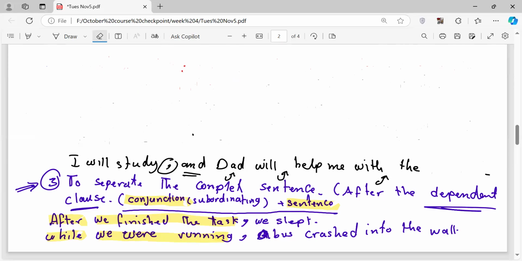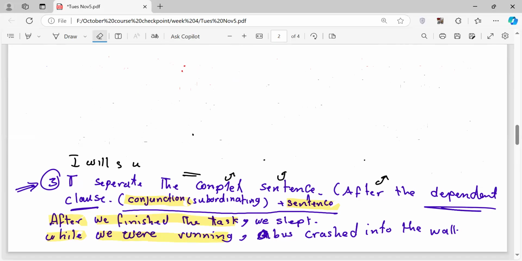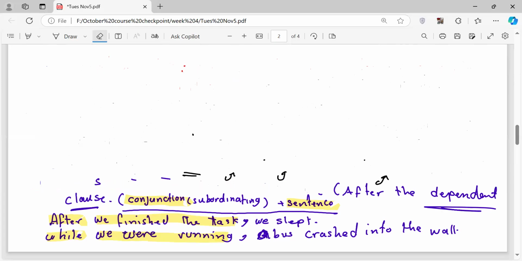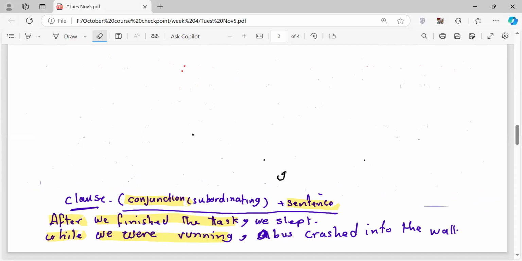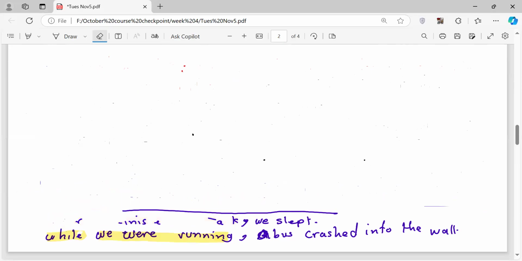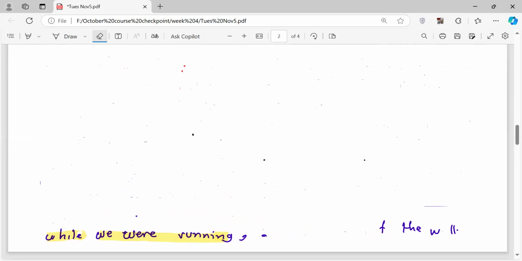The first one is passive, the second one is active. Wait, wait. Mom cleaned the room. This is active or passive? Passive. Active or passive? Others, what do you think? Active. Who agreed that it's active? None. Me. Okay, how many? Sorry, me. Okay, thank you.